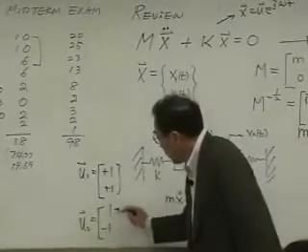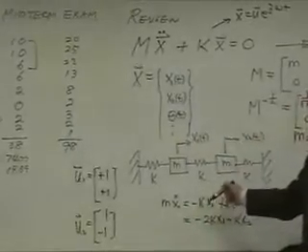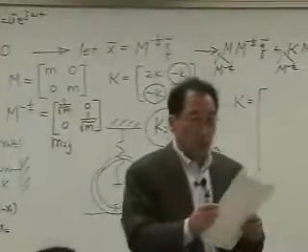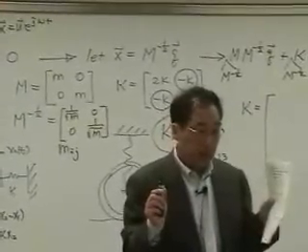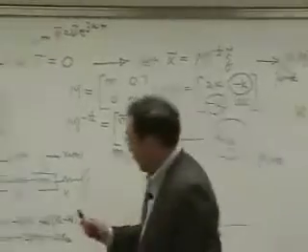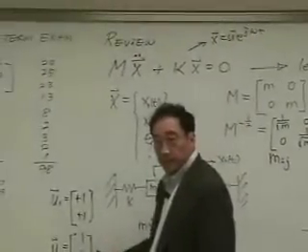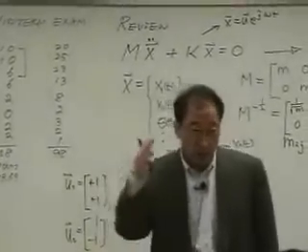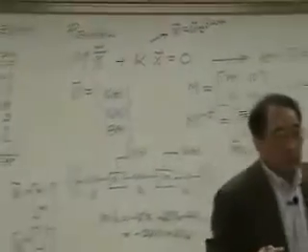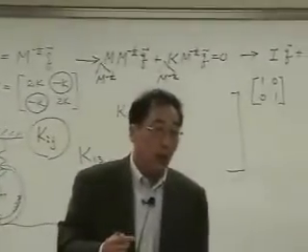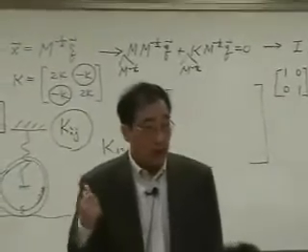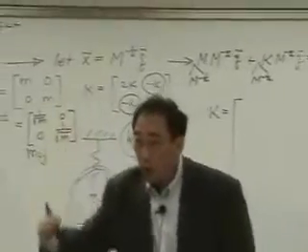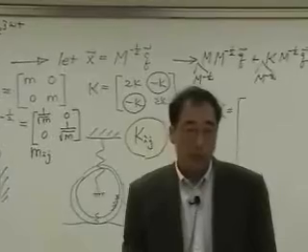1 minus 1. Why? Because in this system, when I have a K, the mode, I mean the shape of vibration I can expect is this and this. Therefore, I will get this. And you can check whether you can get this or not. Actually, the whole process to get this will be assigned as your extra homework, and the due date will be on the coming Thursday.